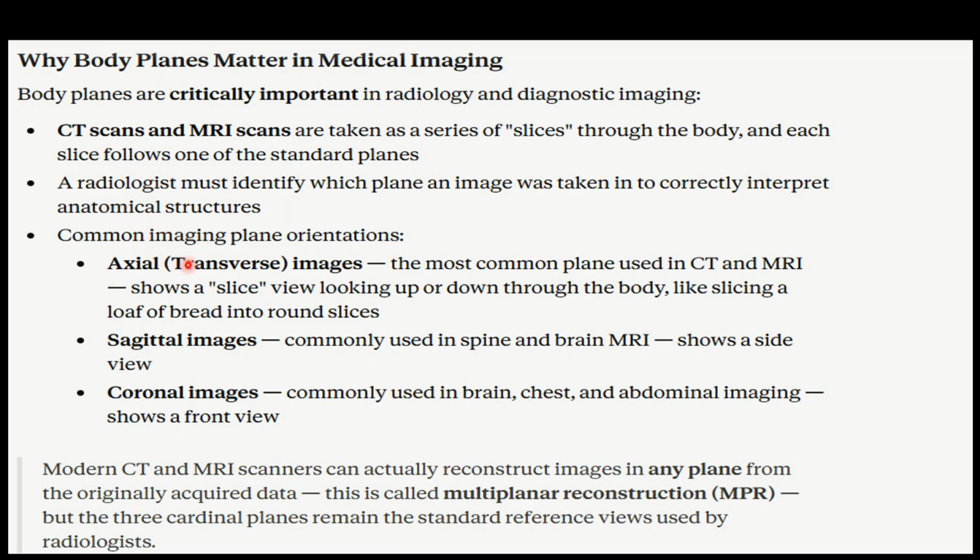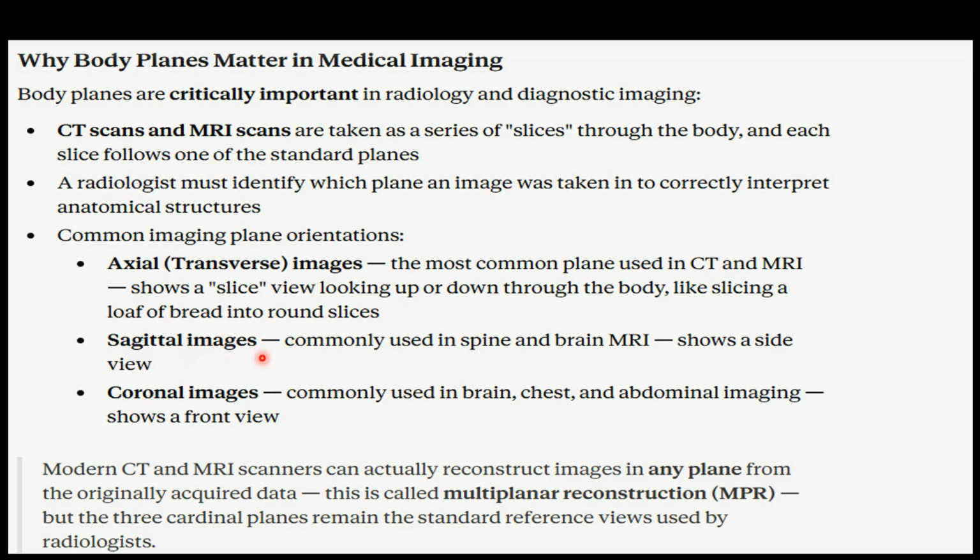The next thing is common imaging plane orientations. These are some common plane orientations that we have to follow. First is axial, that is the transverse image, the most common plane used in CT and MRI. It shows a slice viewed looking up or down through the body, like slicing a loaf of bread into round slices. So this comes under axial or transverse images.